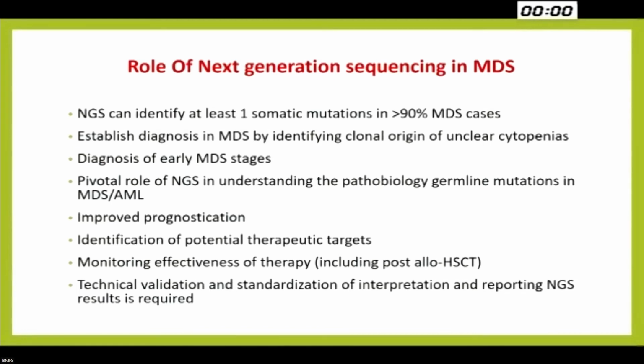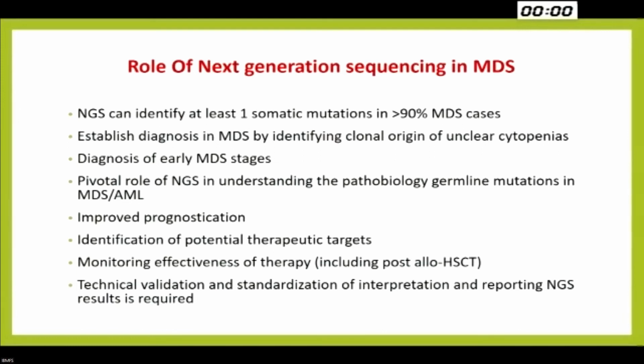We have multiple modalities. You have Sanger sequencing to detect monogenic genetic alterations. You have NGS, where you can target multiple genes. So NGS can identify at least one somatic mutation in more than 90% of the patients of MDS, which has already been told by my predecessor also. So to establish the diagnosis in MDS and to identify the clonal nature of unclear cytopenia, NGS could help.